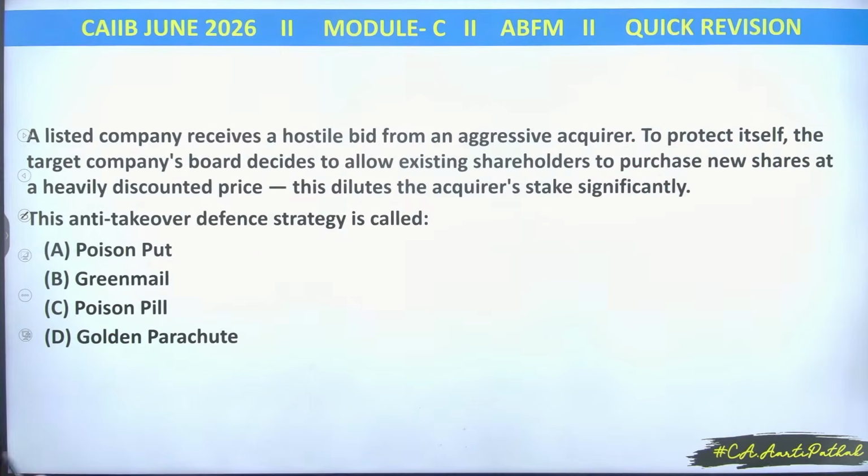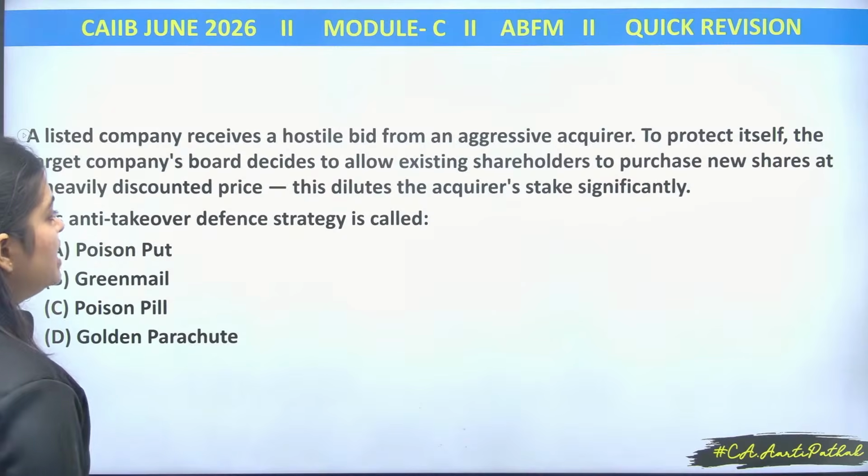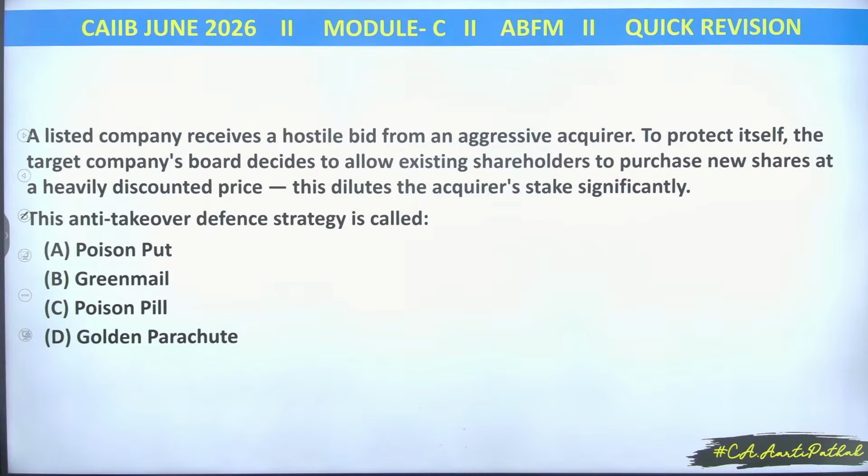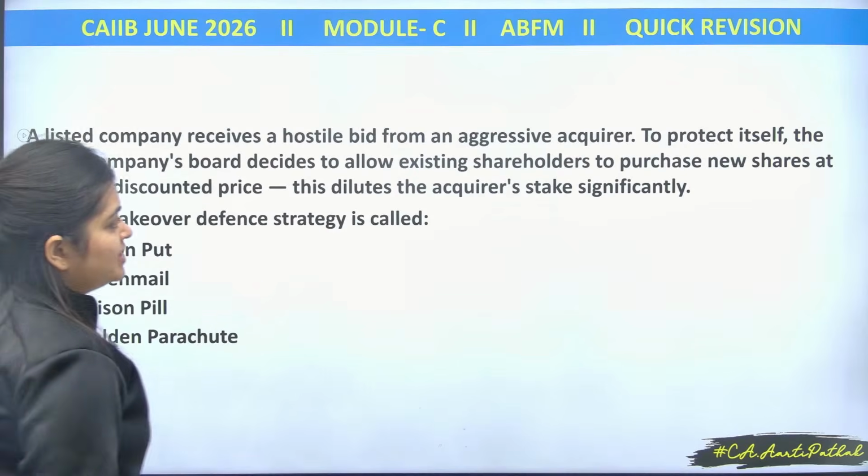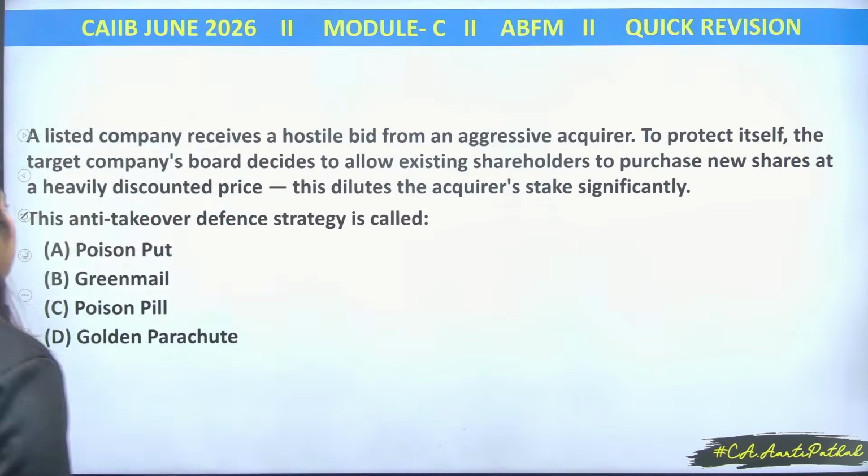Next. A listed company receives a hostile bid from an aggressive acquirer. To protect itself, the target company's board decides to allow existing shareholders to purchase new shares at a heavily discounted price. Now, this dilutes the acquirer's stake significantly. Now, this anti-takeover defense strategy is called what? Poison put, greenmail, poison pill, golden parachute.